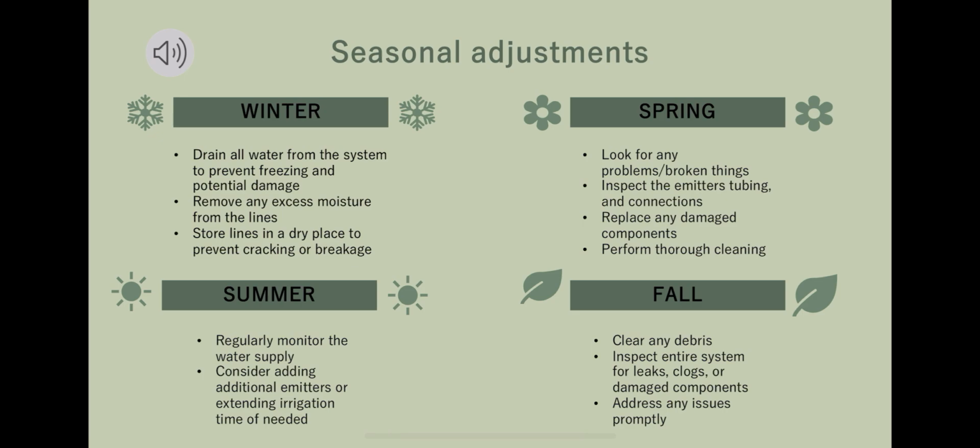In the fall, prepare your drip irrigation system for the upcoming winter. Clear any debris that may have accumulated throughout the growing season. Inspect the entire system for leaks, clogs, or damaged components. Address any issues promptly to prevent them from worsening during the winter months.